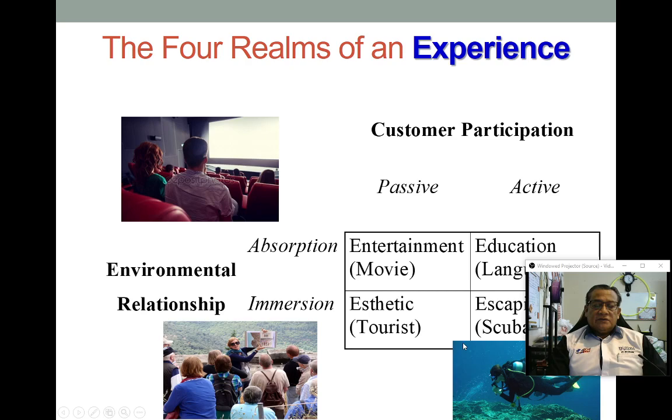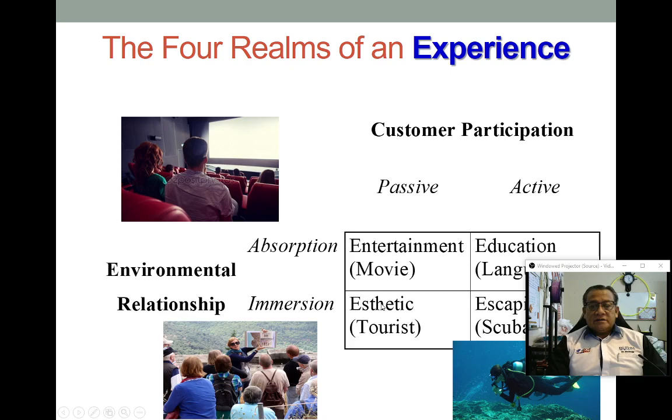This is quadrant three, more on aesthetic, in which customer participation is passive, yet for the environmental relationship you need to have some sort of immersion. For example, you join a tour with a tour guide. You go to interesting places in which your participation is quite passive. You just see and listen. However, you need to be immersed into the situation so that you can follow what is being explained by the tour guide. So that is Q3, the quadrant named aesthetic.